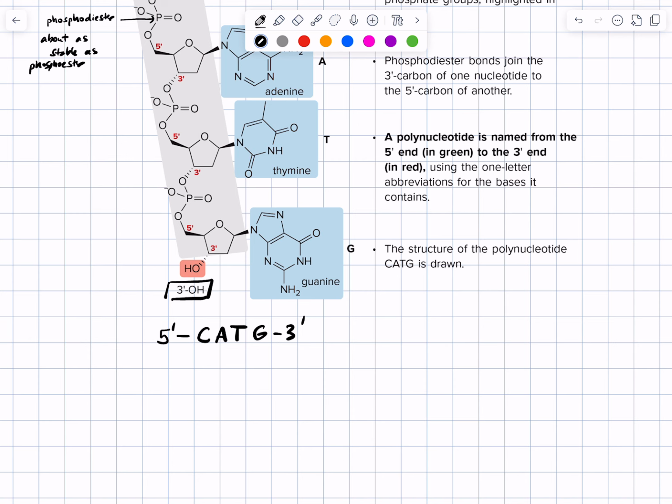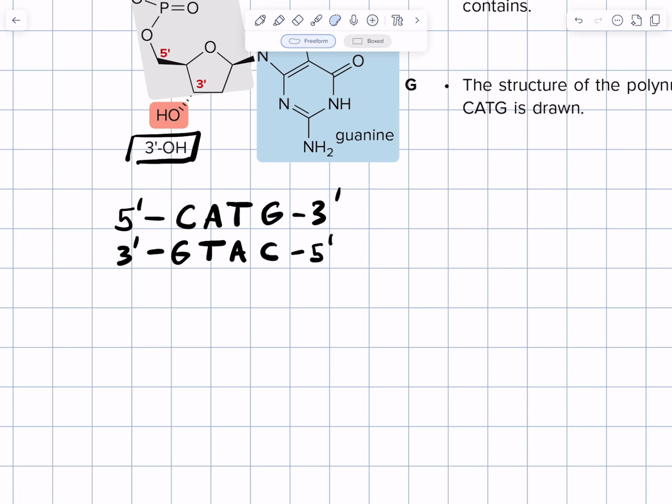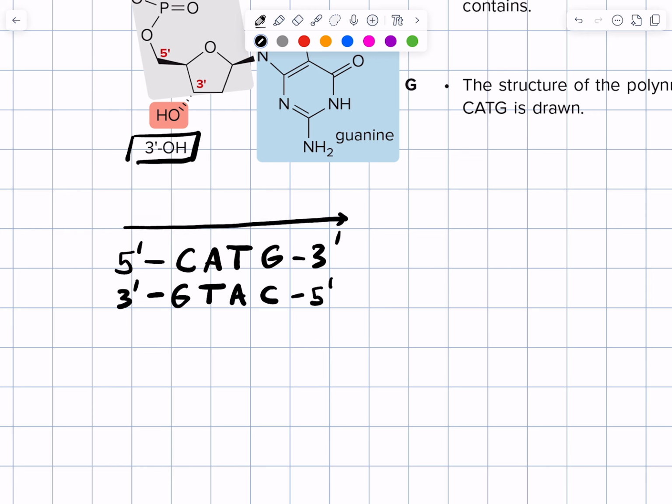If we were going to write a complementary polynucleotide, one that hydrogen bonds with this sequence, what would it be? We would start with the 5' end here. What goes opposite G? C. What goes opposite T? A, then T, and then G. So this would be the complementary sequence. Notice on the top we're writing left to right, 5' to 3', and on the bottom we're writing right to left, 5' to 3'. That's how you write things out.